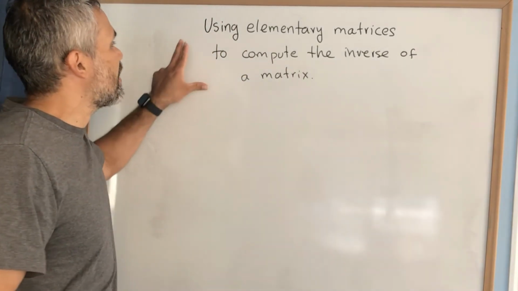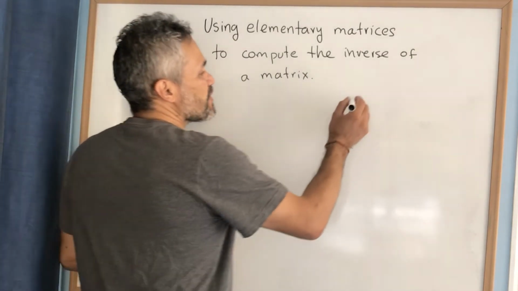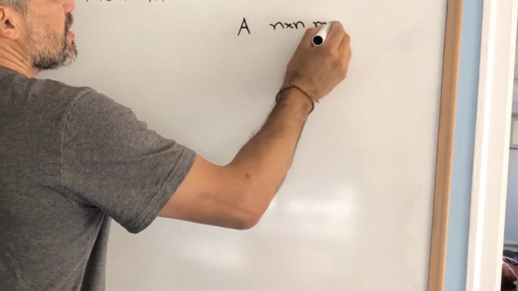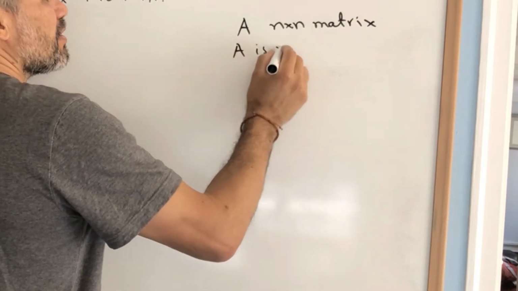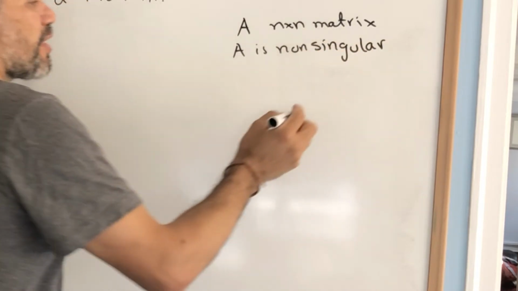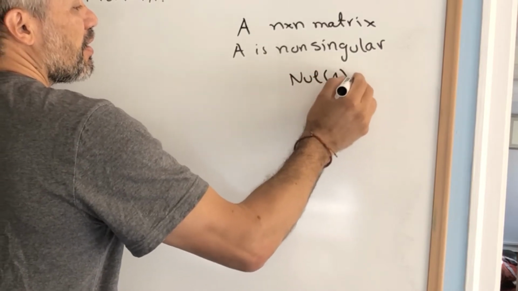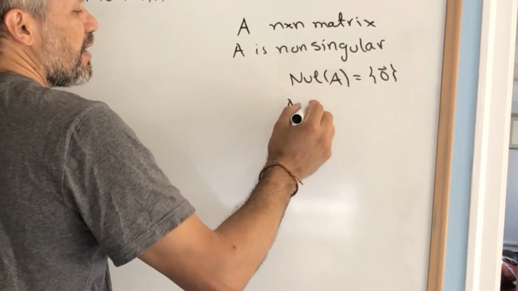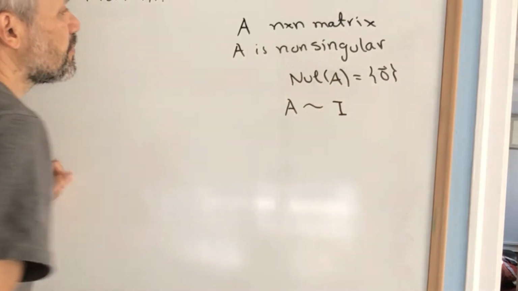In this video, we will explain how to use elementary matrices to compute the inverse of a matrix. If we have a square matrix, let's suppose that A is an n by n matrix, and let's suppose that A is non-singular. Remember that non-singular means that the null space of A is just the zero vector, or also it means that A is row equivalent to the identity matrix.